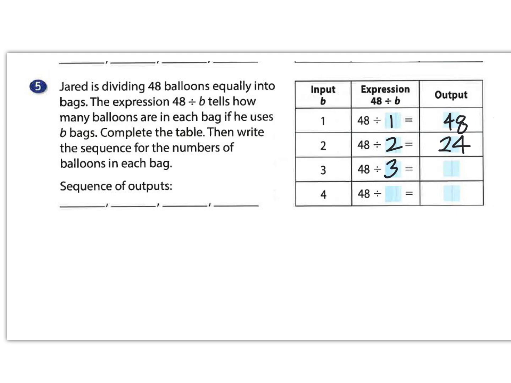Then 48 divided by 3 is 16. He'd be using 3 bags, with 16 balloons in each bag. And then if he had 4 bags, 48 divided by 4 is 12 balloons in each bag. So the rule is that we're dividing 48 by one more number each time. So it would go from 48 to 24 to 16 to 12.